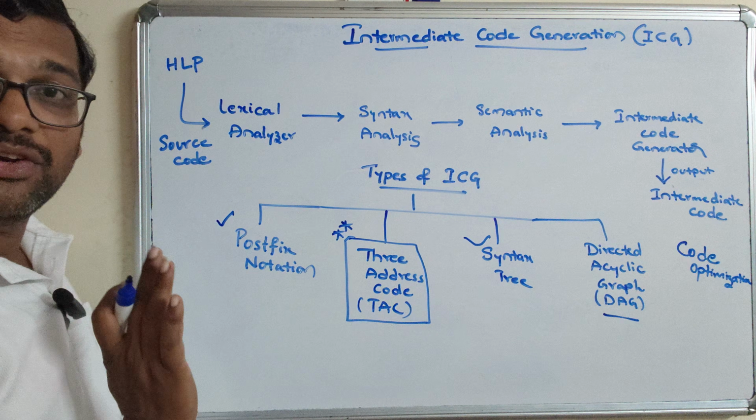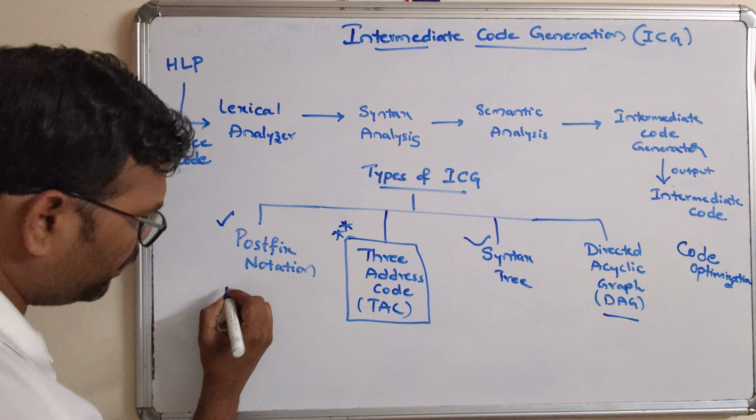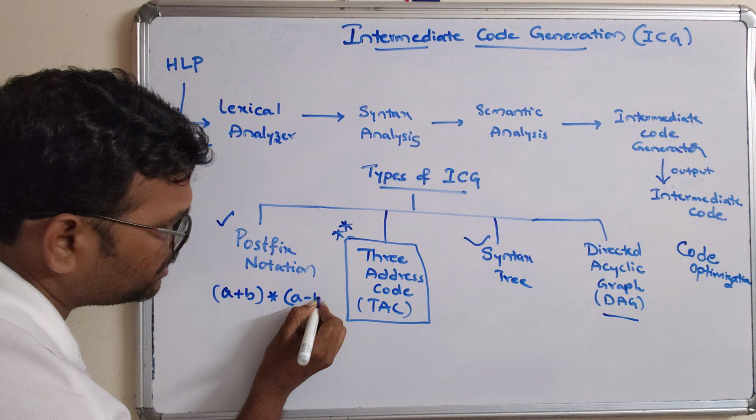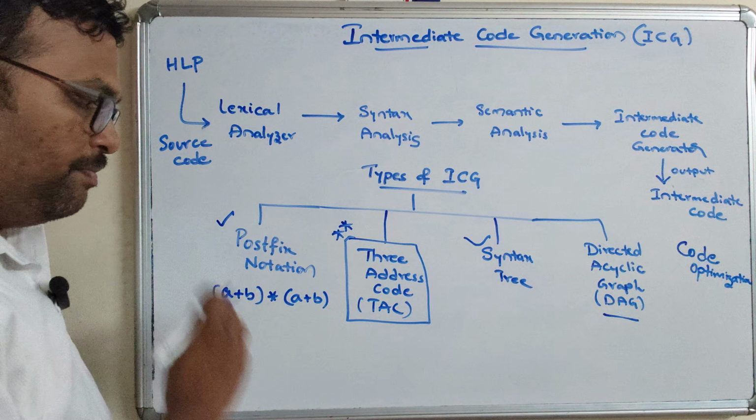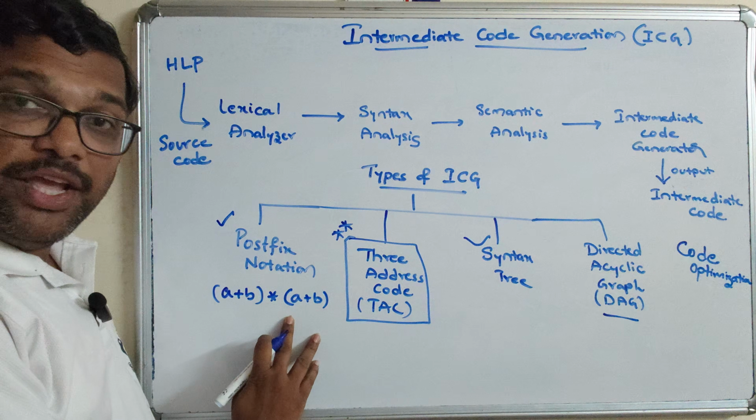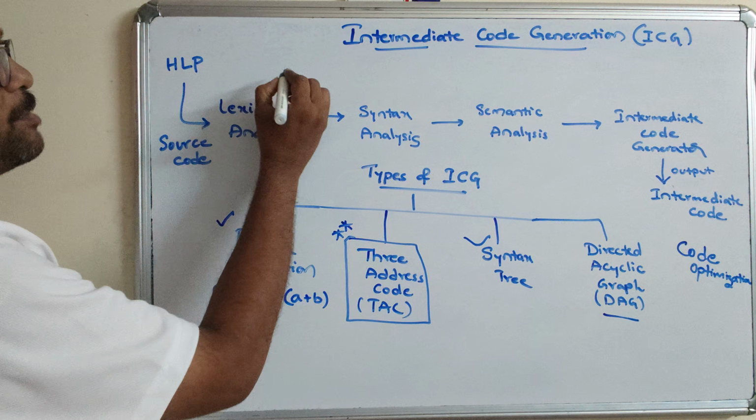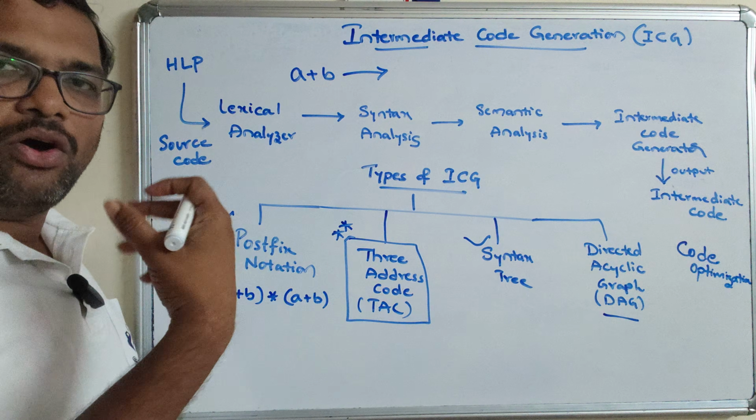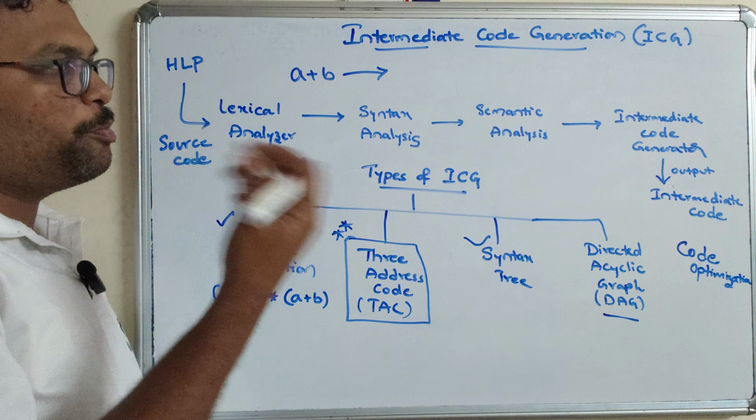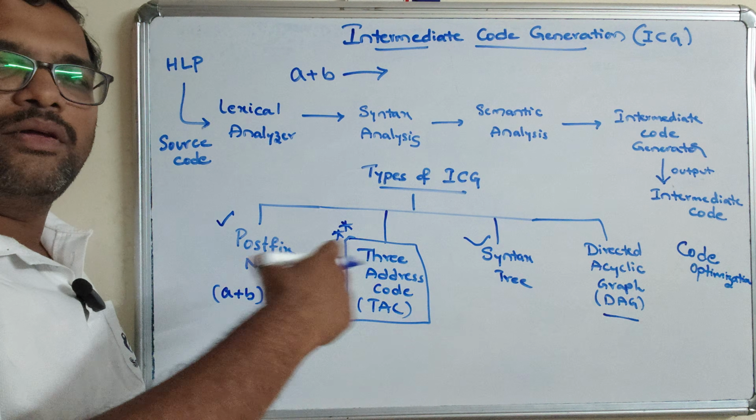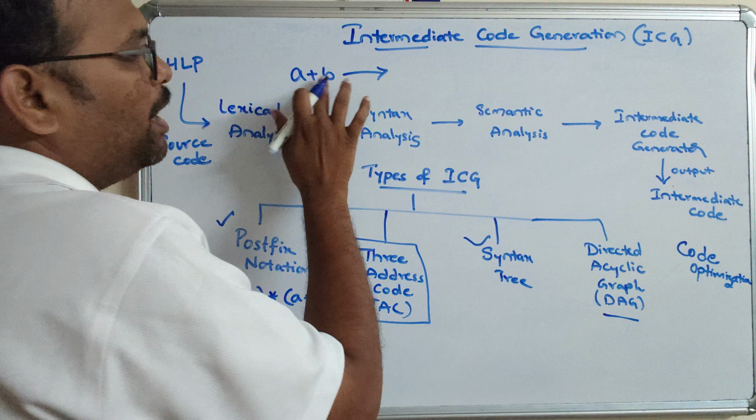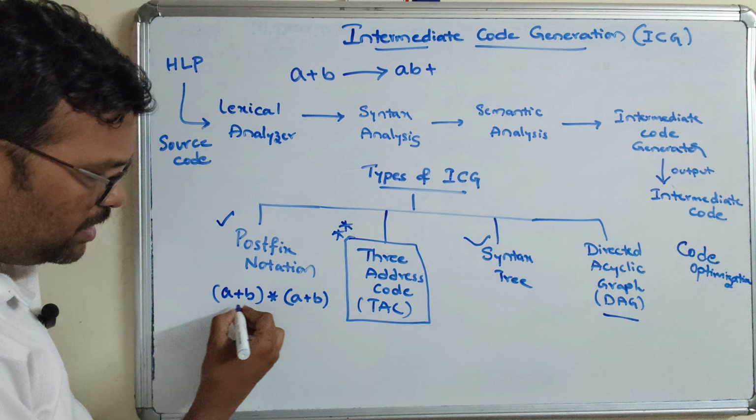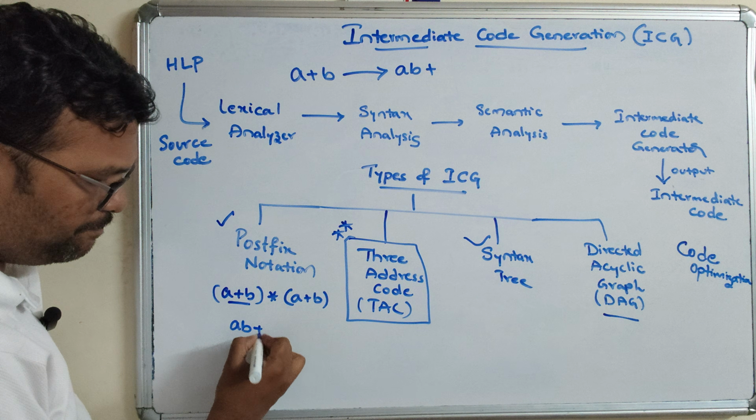We know the postfix notation. I'll give a simple example. Let it be a plus b into a minus b, or a plus b. If the expression is in this way, this is an infix. Infix means the operator will be in between the operands. Postfix means the operator should be after the operands. So for a plus b, the postfix will be ab plus.